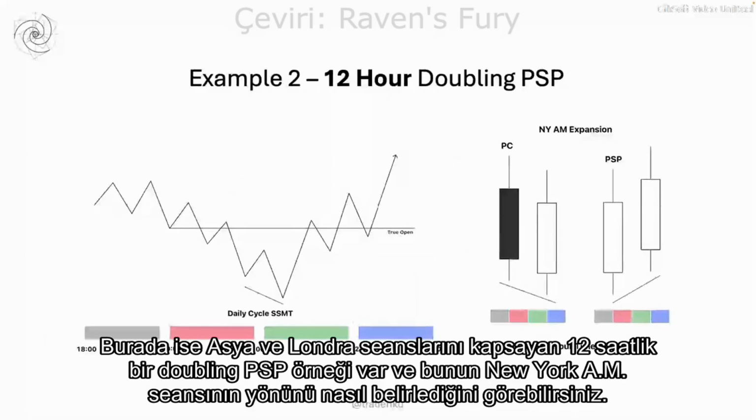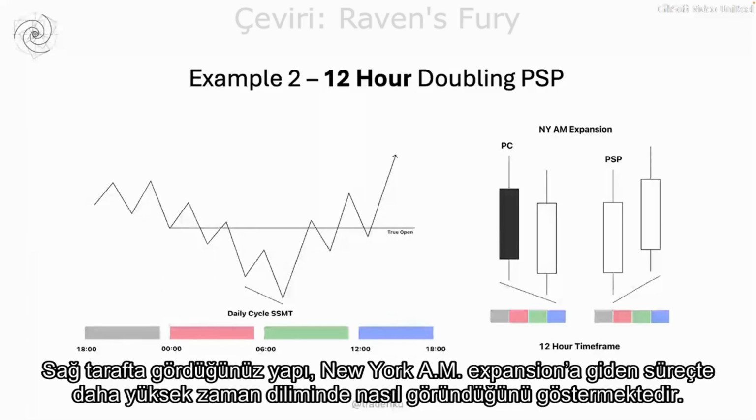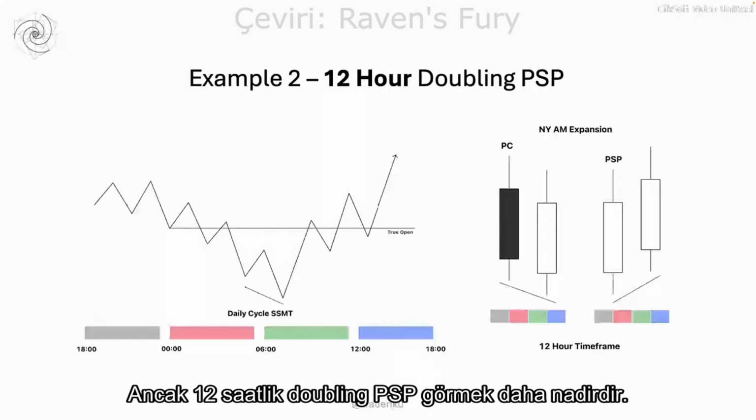Here is a 12-hour doubling PSP covering Asia and London, and you can see how it has determined the direction of New York AM, which is the session that we focus on. And this can be paired with a daily cycle sequential SMT. So as you can see on the right hand side, that is what it would look like on the higher time frame, leading to a New York AM expansion. However, it is more rare to see a 12-hour doubling PSP.